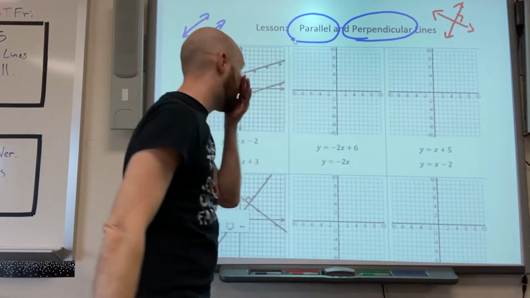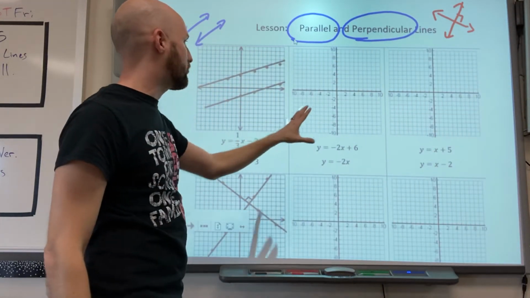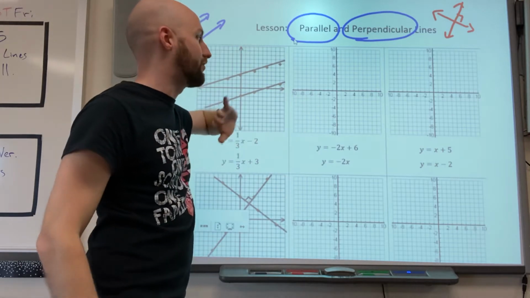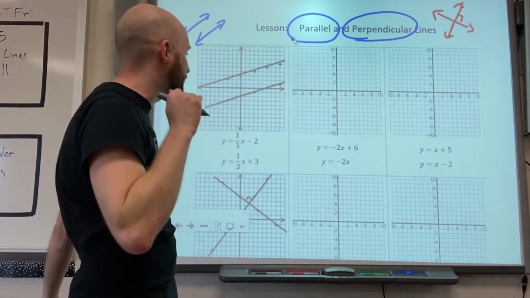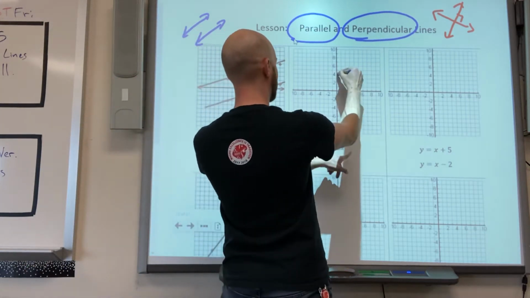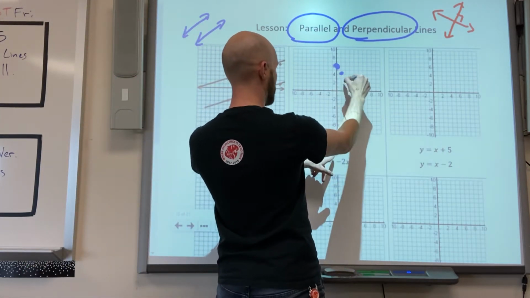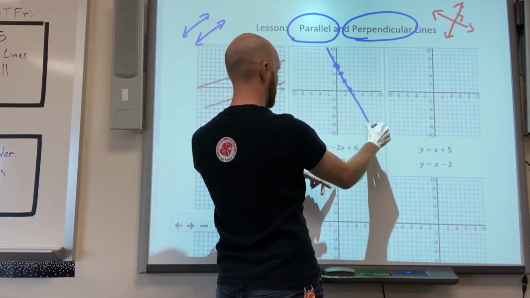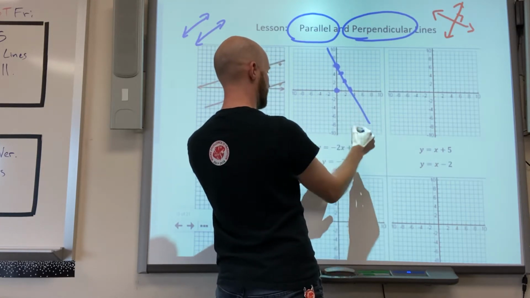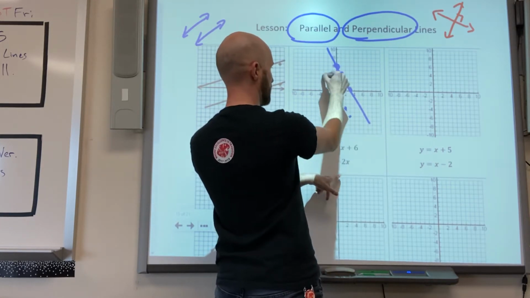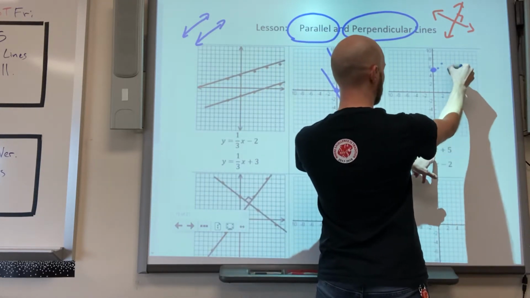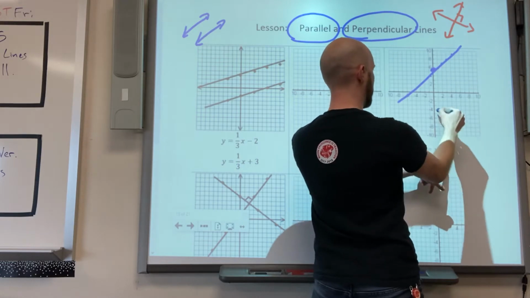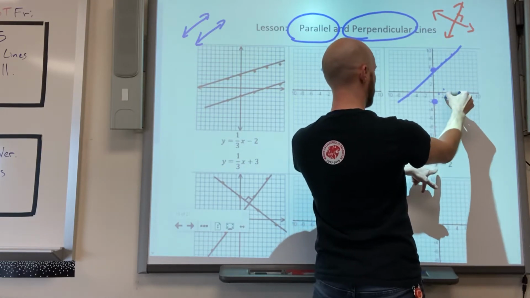So at first we did many graphs. So al principio de la clase hicimos todas las gráficas lo más rápido posible. Okay, we did all these graphs as fast as we can. So +6, slope -2, slope -2. Okay, this one is start 0, slope -2. This one is 5, slope 1. Start at -2, slope 1.